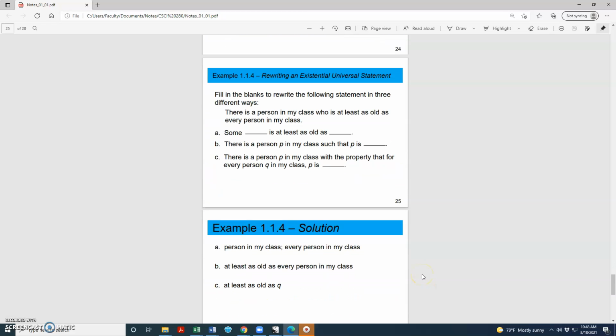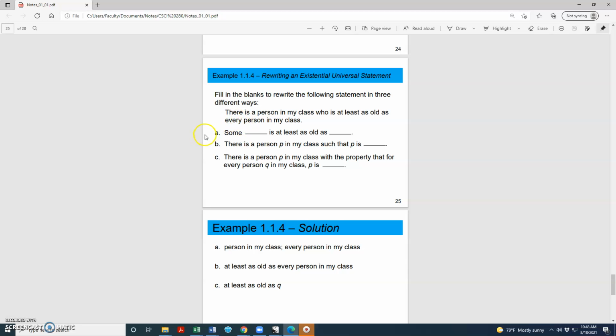So let's take an example and do that rewrite. So here's my initial statement. There is a person in my class who is at least as old as every person in my class. Again, here's the existential part at the beginning, and here's the universal part later.